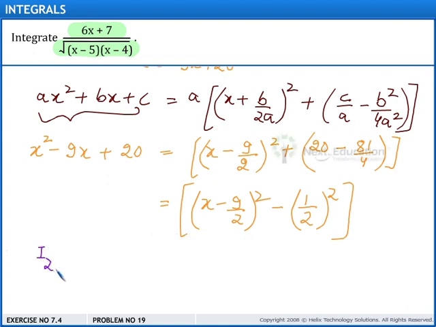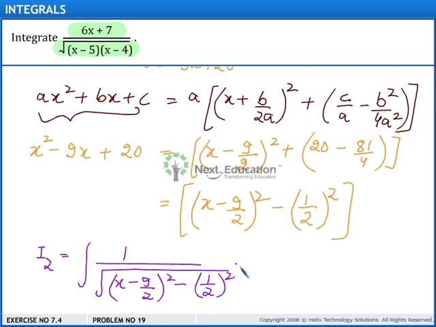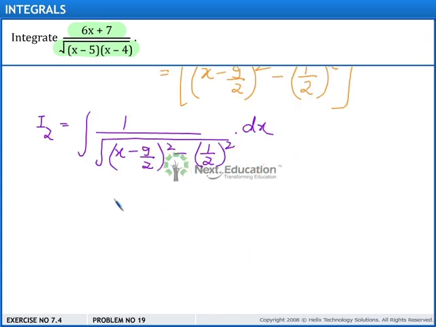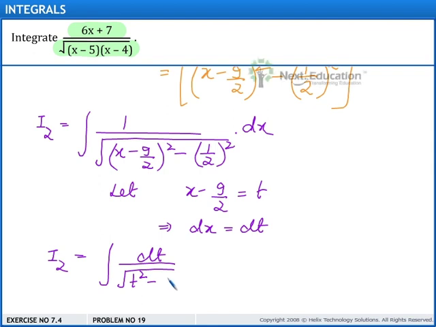Therefore, integral I2 can be written as the integral of 1 divided by the square root of (x − 9/2)² − (1/2)² dx. Now let us suppose that x − 9/2 is equal to t. So this implies that dx is equal to dt. Therefore, I2 now becomes dt divided by the square root of t² − (1/2)².